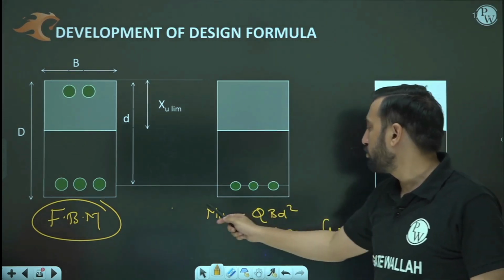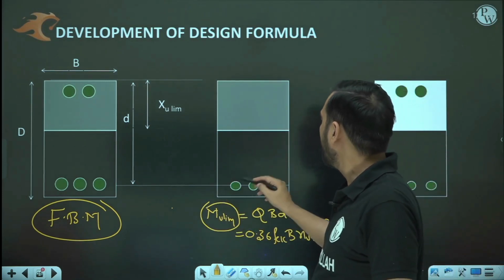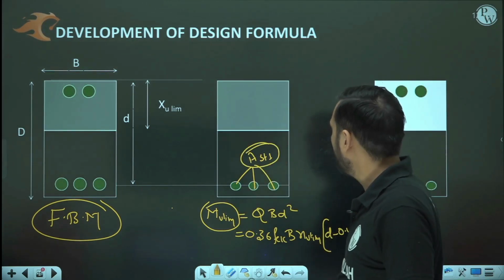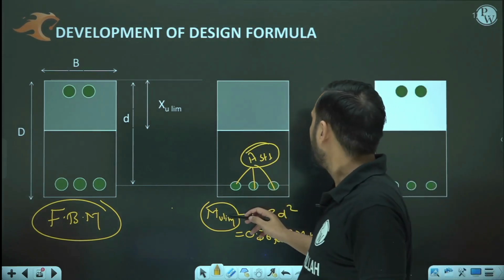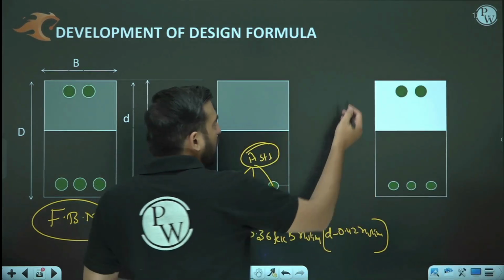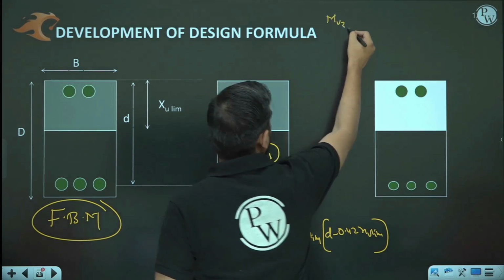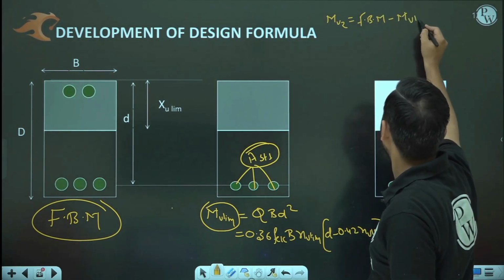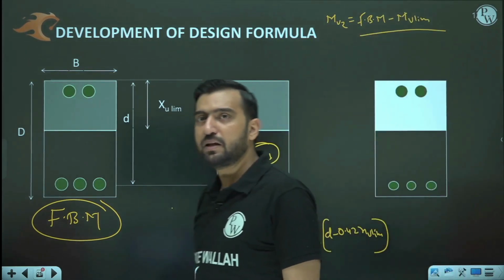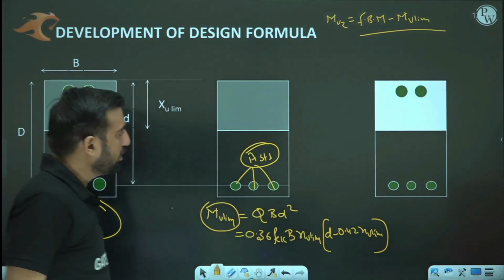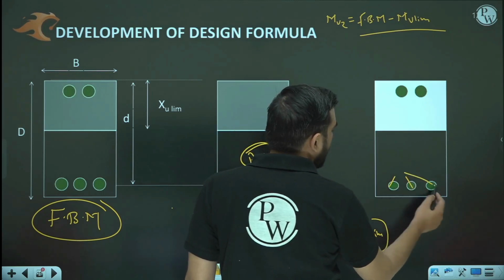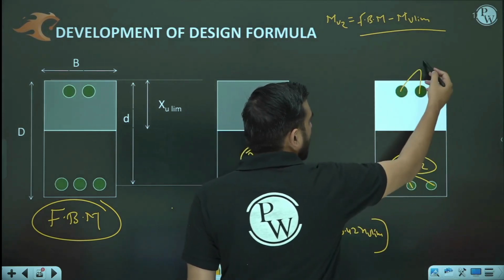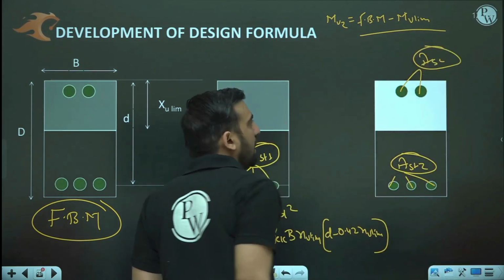So first of all, we are going to calculate Mu lim, and we will be designing here the area of steel. Let me call it area of steel zone number 1, meaning 1 for Mu lim, and for the remaining bending moment. What is the remaining bending moment? Let's suppose it is Mu2, and how can you calculate Mu2? It is the total factored bending moment minus Mu lim. For this excess bending moment, we are going to calculate Ast2, the area of steel in tension, and the area of steel in compression.